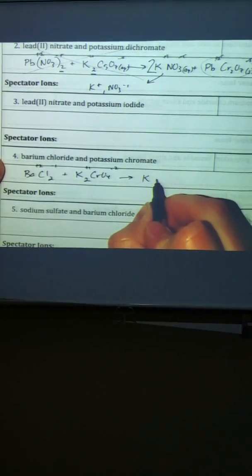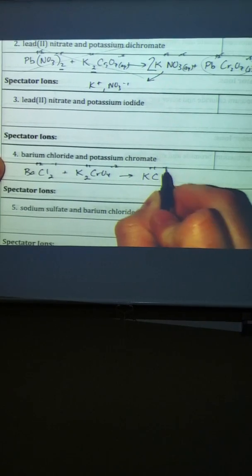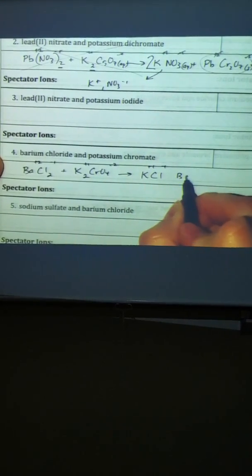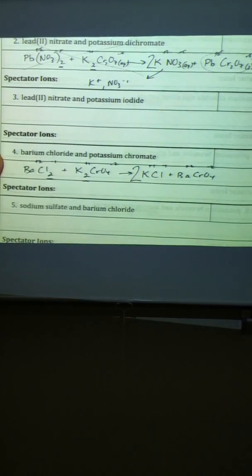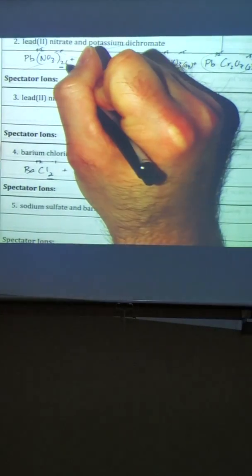We get a potassium and a chloride, which is +1, -1, perfect match. And then a barium and a chromate, which is a +2, -2, perfect match. But again, notice we have 2 chlorines, 2 potassiums, so we're going to need a 2 here in order to balance it. Much like before, up here we had potassium, I forgot to write it, but nitrate also, one of those ones in yellow.